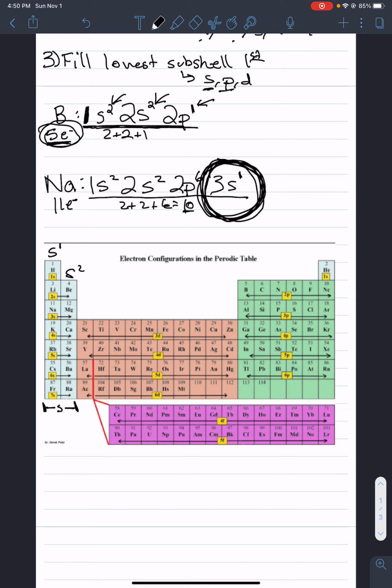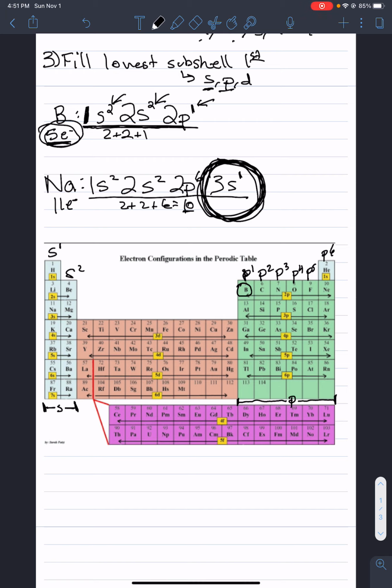Then we move over here onto this side, the green side, and you'll see that this is called our P block. So anything on this side is going to end in P. You'll notice boron right here with the B, it ended in a 2p1. So anything on that side is going to be a P. So this one is going to be a P1, this is going to be a P2, P3, P4, P5, and P6.